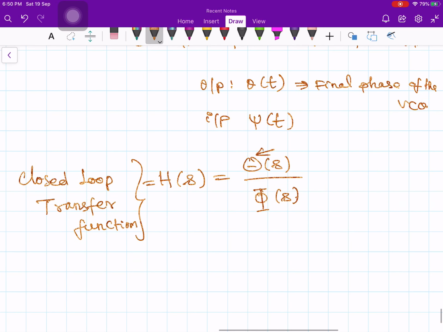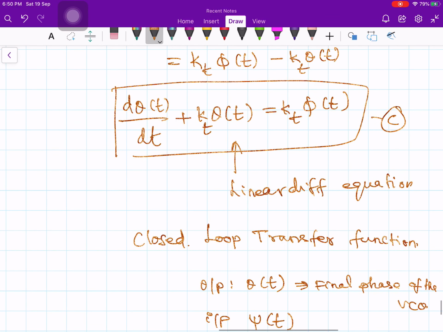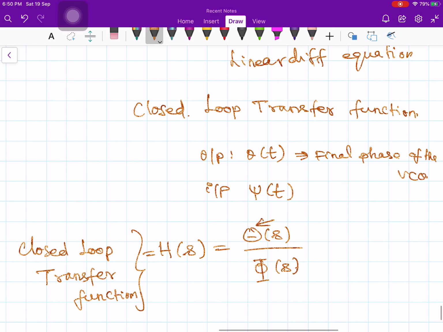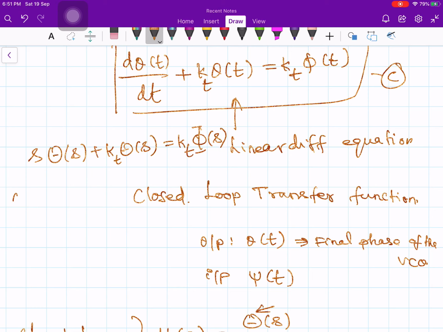The definition of any transfer function is the Laplace transform of the output variable to the Laplace transform of the input variable. That's what we are doing here. So what will be the value of the transfer function here? You take the differential equation, d theta of t by dt becomes s times Theta of s, and so on. You can easily write down the equation. Therefore this equation becomes s times Theta of s plus K_t times Theta of s is equal to K_t times Phi of s. Now in this, Theta of s is common, you can take it out: (s plus K_t) Theta of s is equal to K_t times Phi of s.